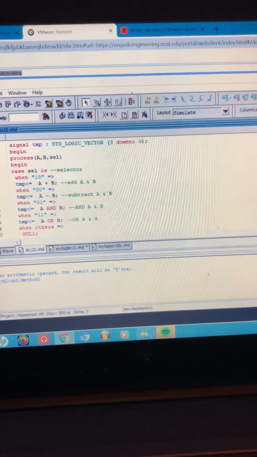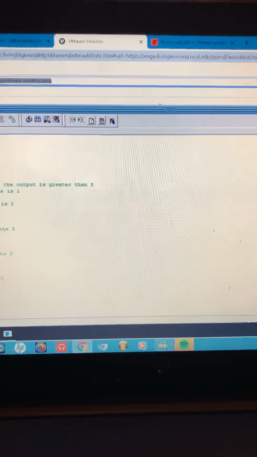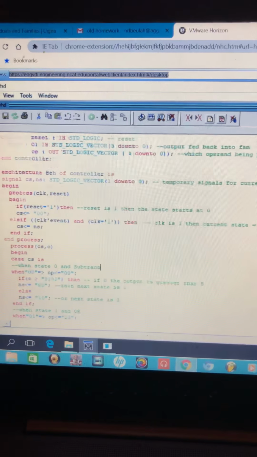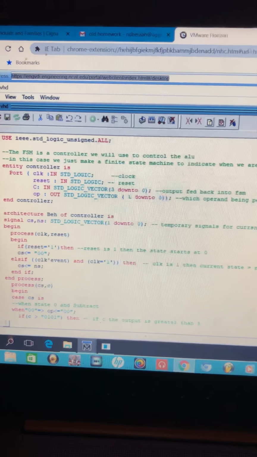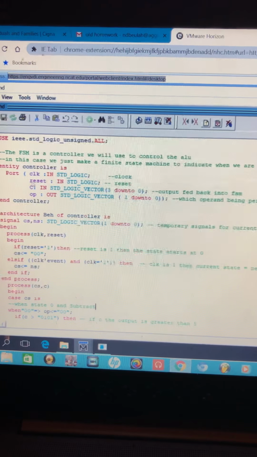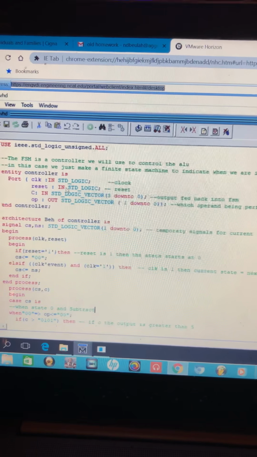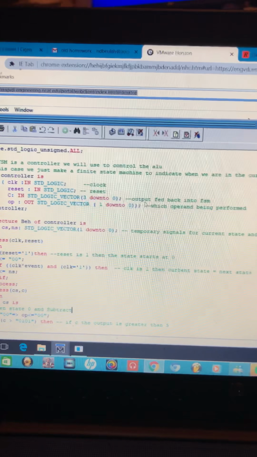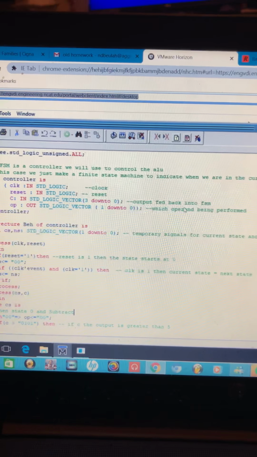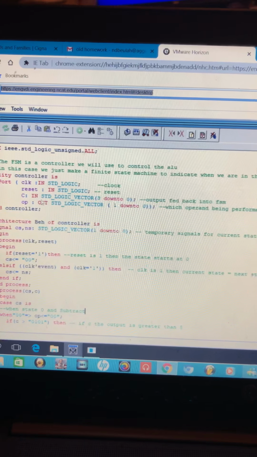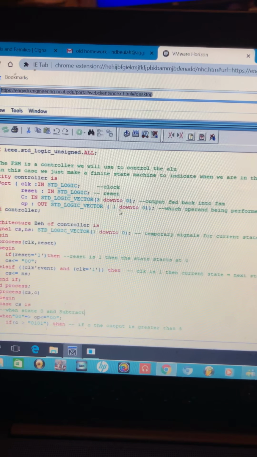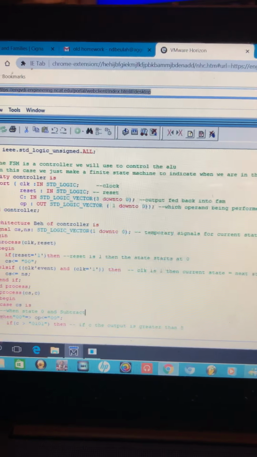So I also have my controller here. I have my clock and my reset as my inputs. I also have C as an input because the output of the ALU will feed back into my FSM. And then I have my operand or select, which is an output, which is 2 bits.